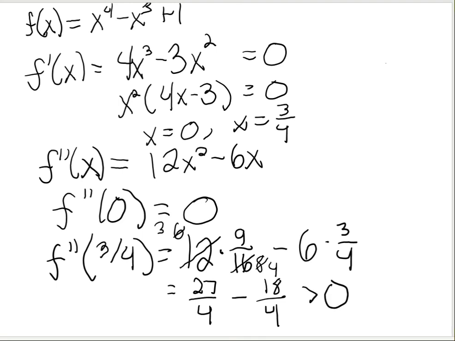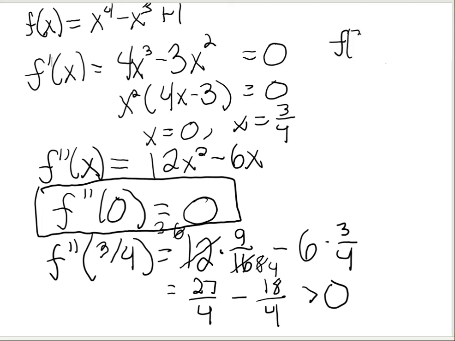Because the theorem didn't say anything about when it's equal to 0, we can't conclude anything about this. We can't conclude anything about 0 being a local maximum or minimum, but what we do know is that f of 3/4 is a local minimum. And that's how this second derivative test works.